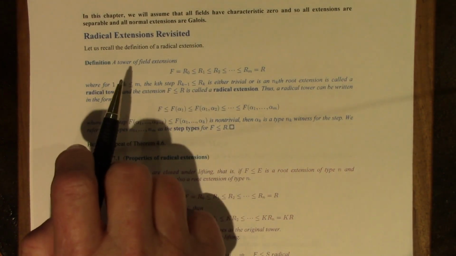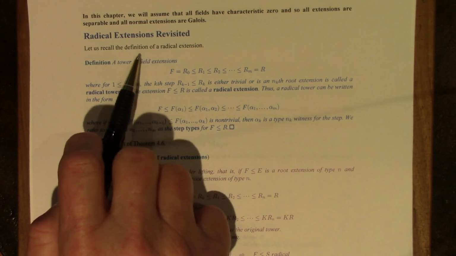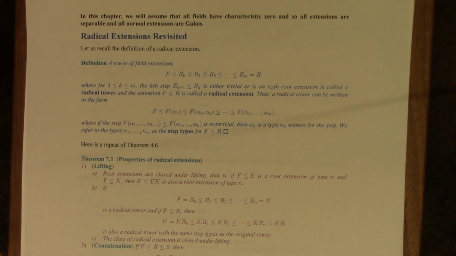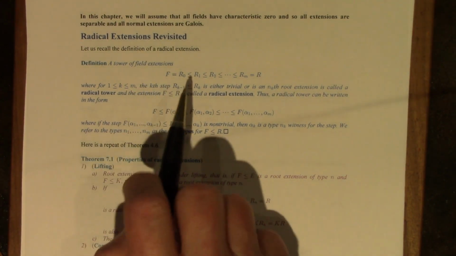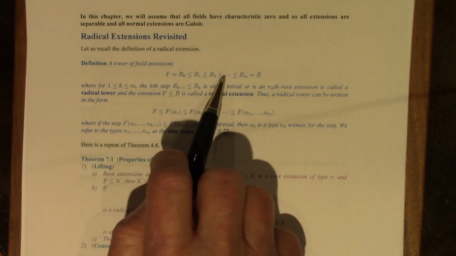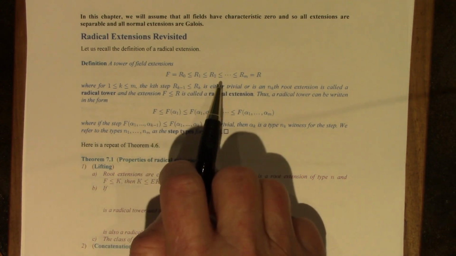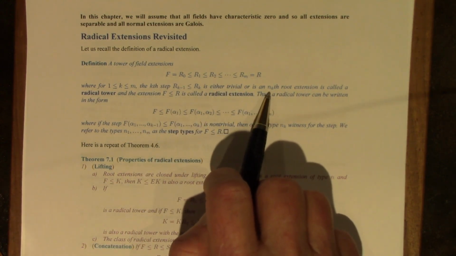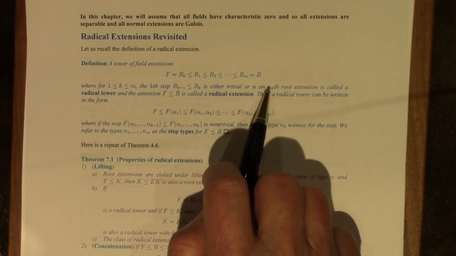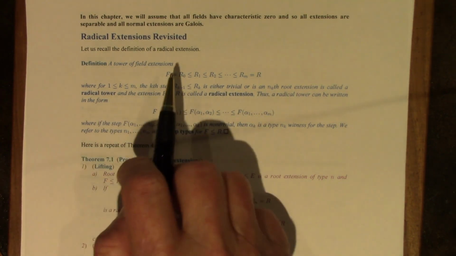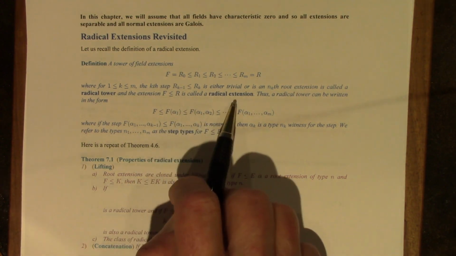I want to start this discussion with a quick review of radical extensions, because it's been a little while since we've discussed them. Here's the definition: a tower of fields where the kth step is either trivial or is an nk-th root extension, so the type of the root can vary from step to step, is called a radical tower. And the full extension FR is called a radical extension.